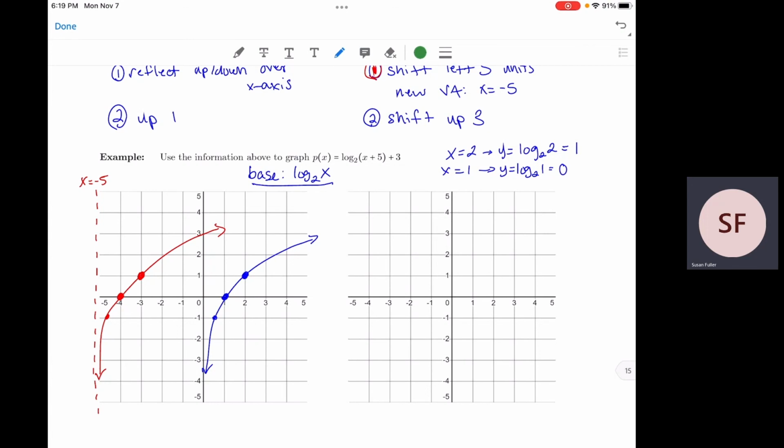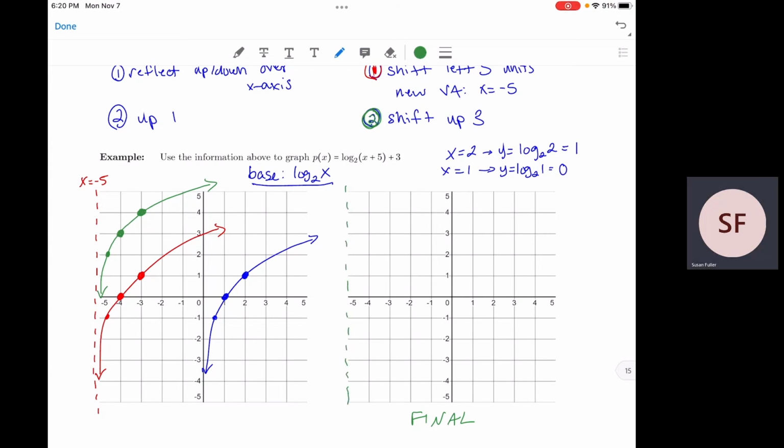And then the last thing that we need to do here is shift this whole thing up 3 units. So I'll take each of my points and go up 1, 2, 3. This one goes up 1, 2, 3. And this one goes up 1, 2, 3. And that is my new graph. And so I've made both adjustments. So I will put my final graph over here on the clean one.